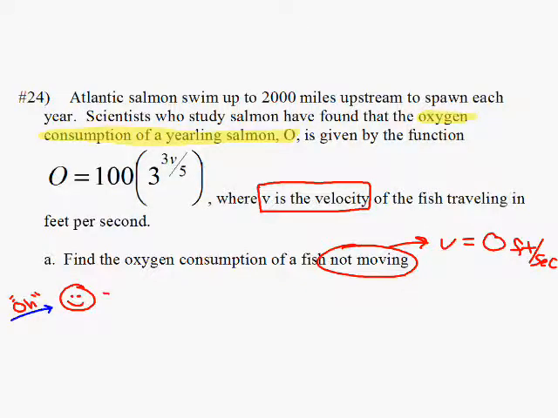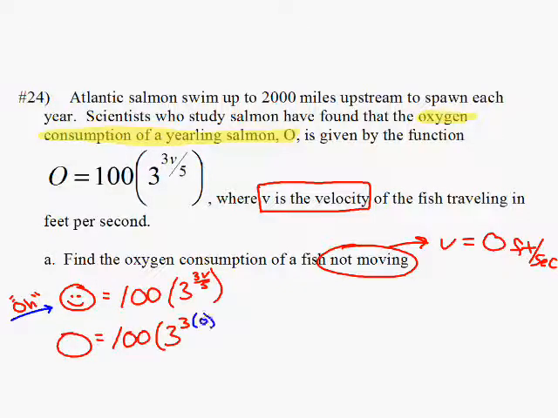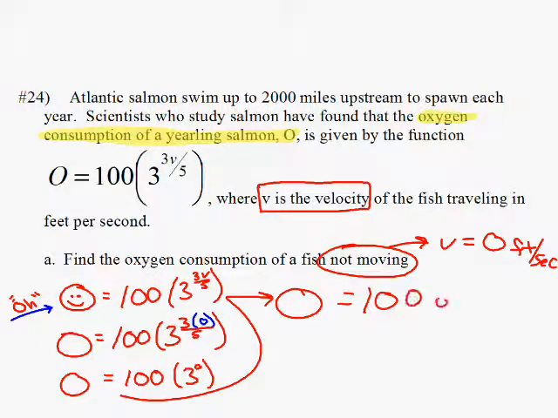So you write down this formula. Note this O is at the beginning. It's not a 0. It's the letter O. If you plug 0 in for V, your exponent then becomes 0. 3 to the 0 is 1. So you get 100 times 1. You're getting 100 units. However, oxygen consumption is measured in, we don't know, so I'm just going to say it's 100 units.